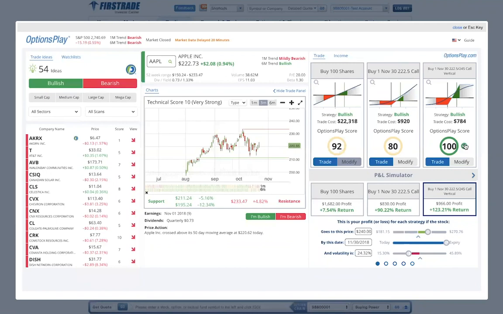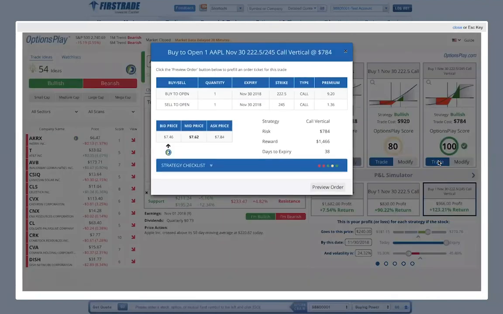These are the tools that professional traders will use to determine, am I getting enough reward for the risk that I'm taking? And lastly, if let's say you do decide that you think that Apple can go to 240 on earnings and you think that this strategy here on the right is a trade that you want to make, one of the best parts that we've done with the Firstrade integration is we have a button here that says preview order that will actually pre-fill the order ticket for you.